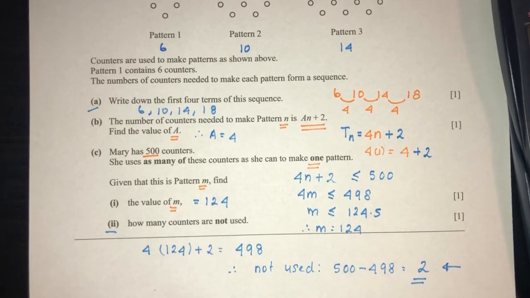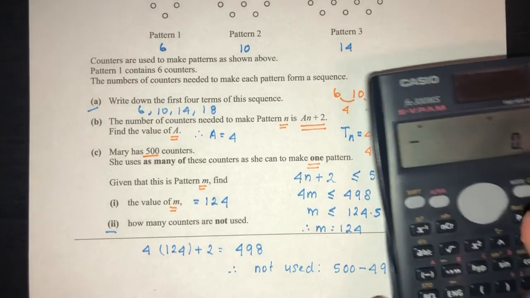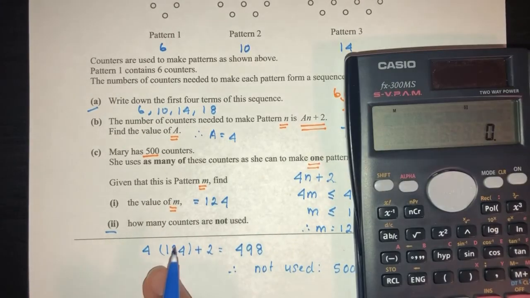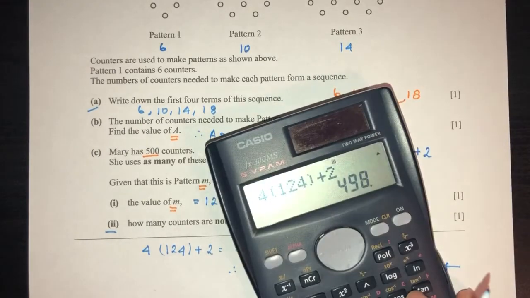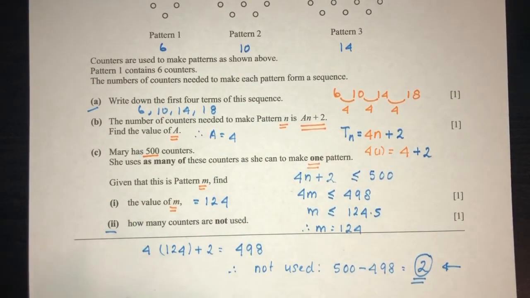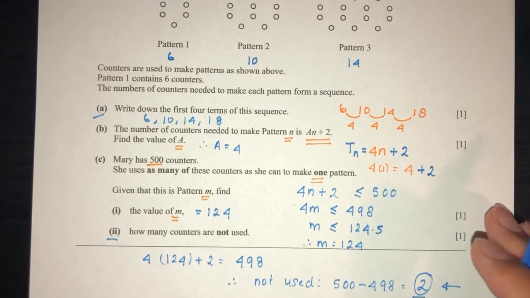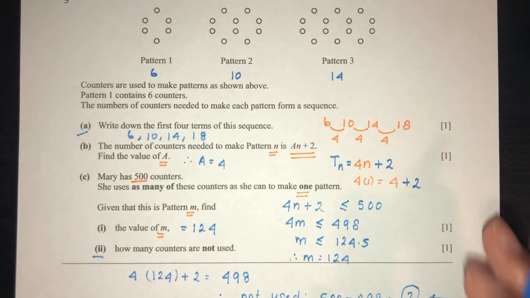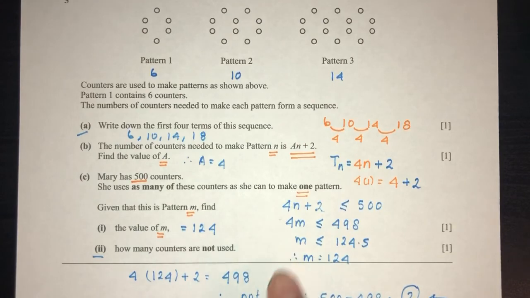So as always, make sure to double check your question. If m equals this, the number of counters used will be 4 times m plus 2, and then take your total number minus this, you'll get 2 as your number of counters which is not used. So that was the question for sequence. As you can see, we solved this question step by step, and everything was following the previous question to find the following answer. Anyways, I hope this question was helpful. As always, thank you for watching, and I will see you soon.